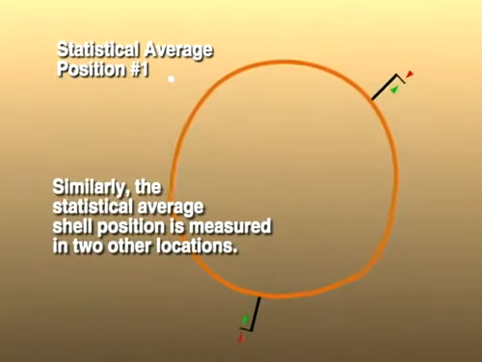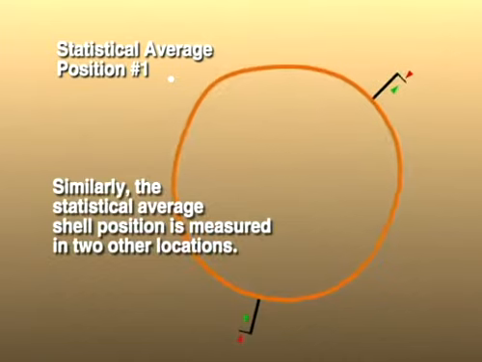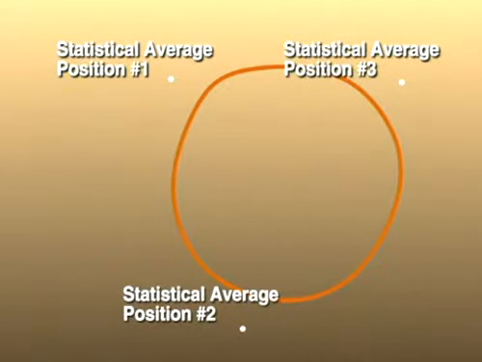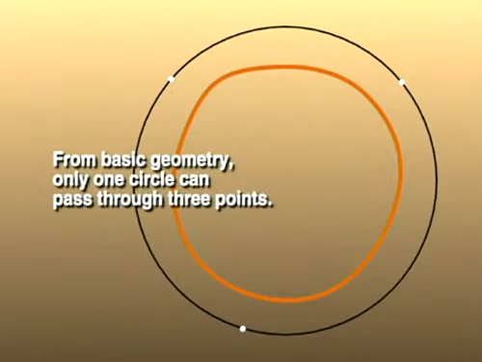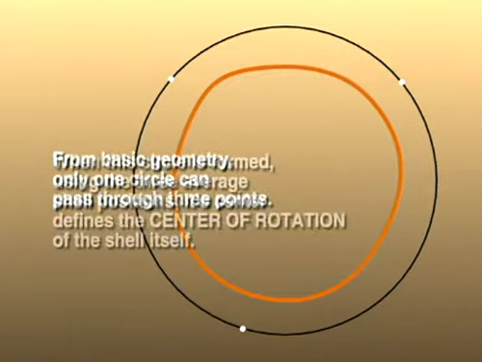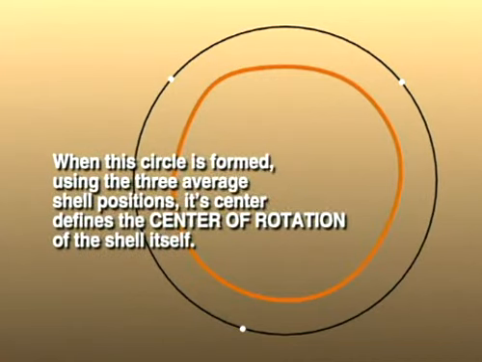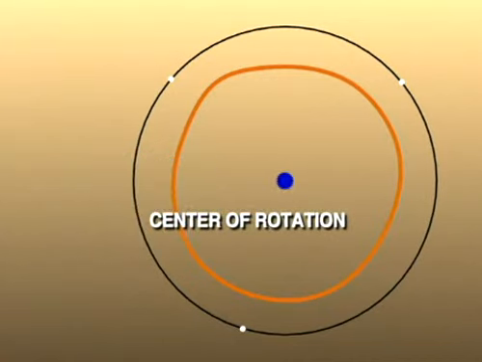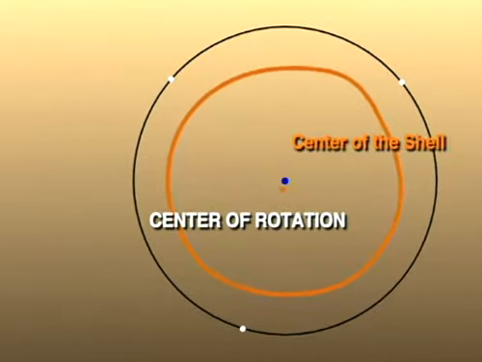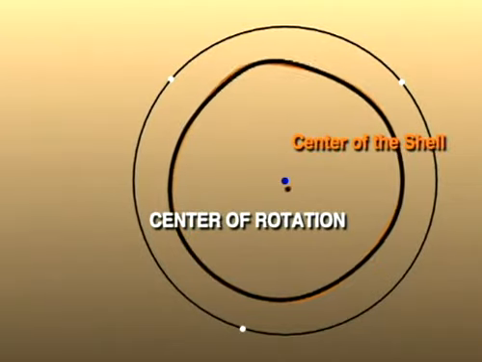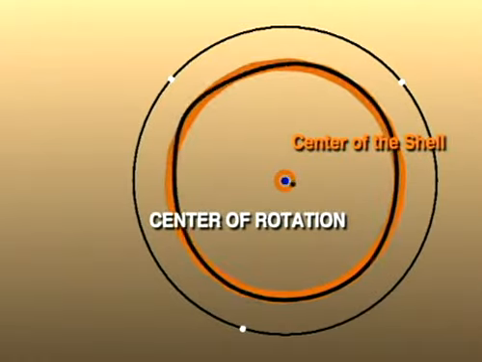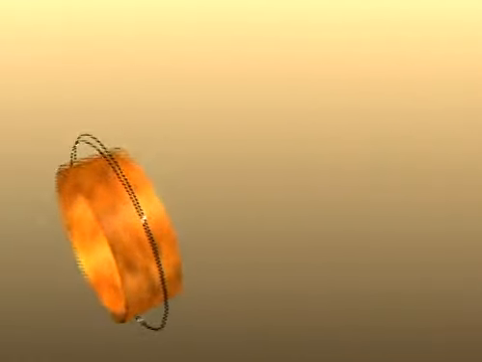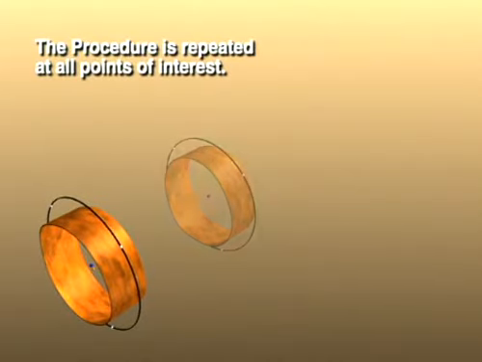Similarly, the statistical average shell position is measured in two other locations. From basic geometry, only one circle can pass through 3 points. When the circle is formed using the 3 average shell positions, its center defines the center of rotation of the shell itself. With the presence of planetary motion, the center of rotation will be different from the center of the shell. Kiln shells almost always have a measurable amount of planetary motion along their length, since they are never perfectly straight. The procedure is repeated at all points of interest.